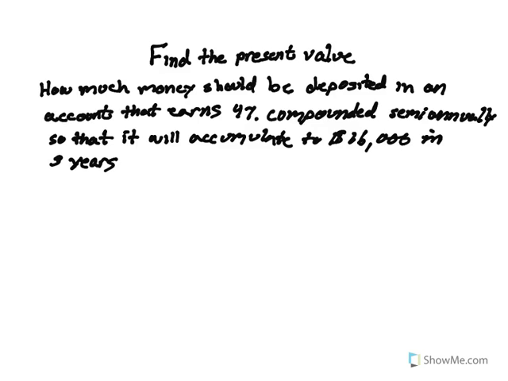If dollars are to be accumulated in T years in an account that pays a rate R compounded N times per year, then the present value P that needs to be invested now is given by the following formula. P, the present value, equals the amount A over 1 plus R over N, in parentheses, raised to the NT power.